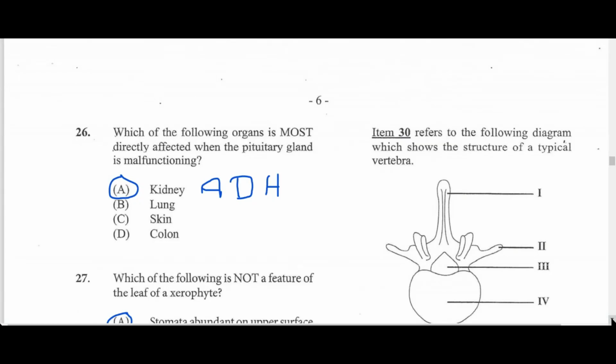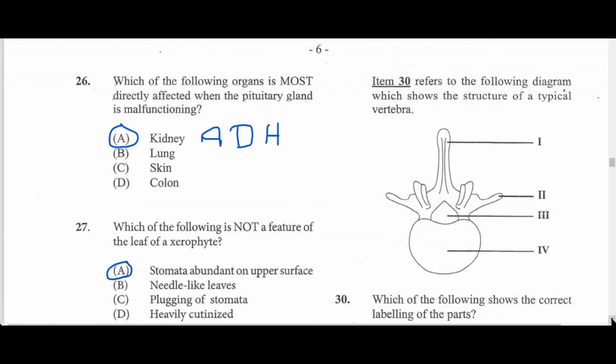26. Which of the following organs is most directly affected when the pituitary gland is malfunctioning? It's going to be the kidney, because you'd understand that the kidney regulates the water in the blood, and of course, the pituitary gland has a whole lot to do with the secretion of ADH.